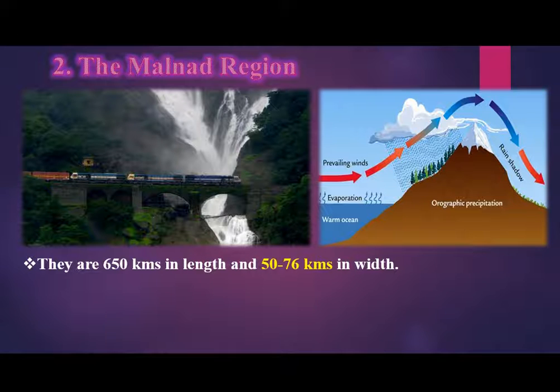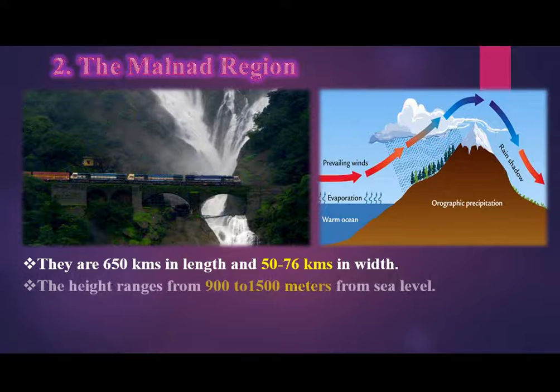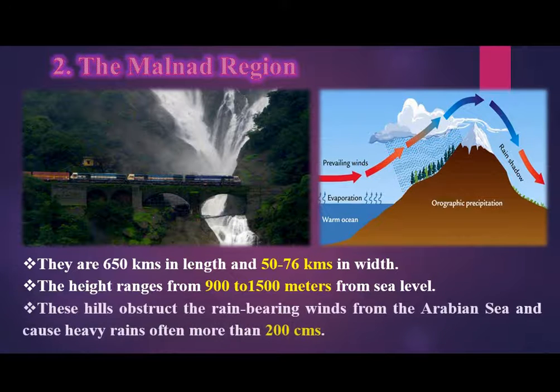When we talk about the Karnataka map, the highest ranges, from the sea level, are 900 to 1500 meters. It has a height of 900 to 1500 meters from the sea level, and these hills obstruct the rain bearing winds which come from the Arabian Sea and cause heavy rains, often more than 200 centimeters.